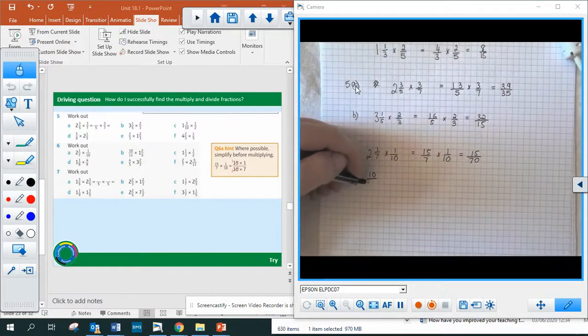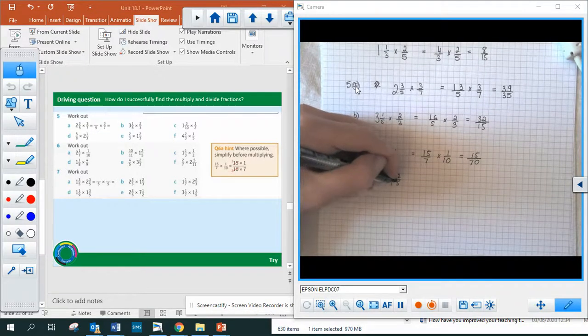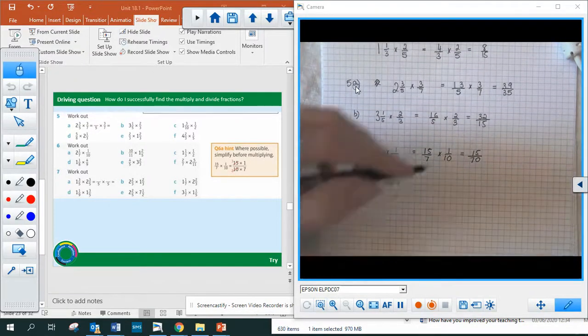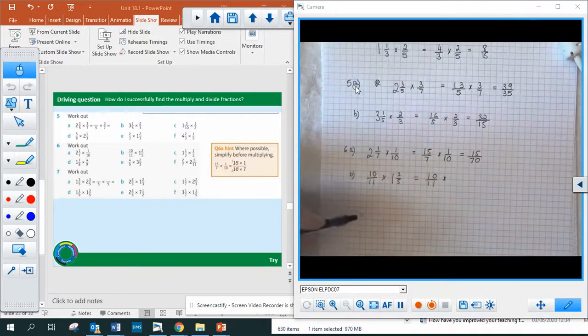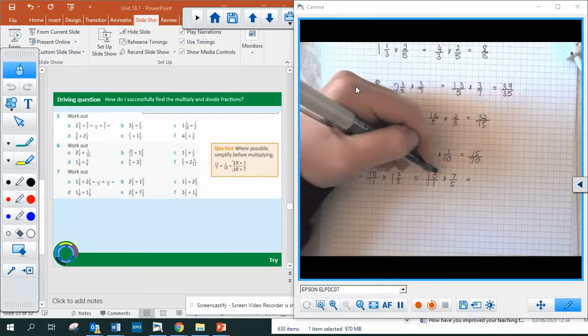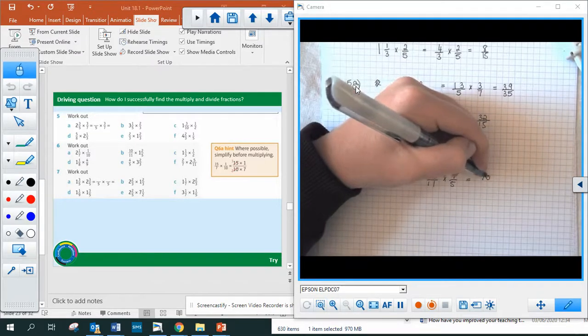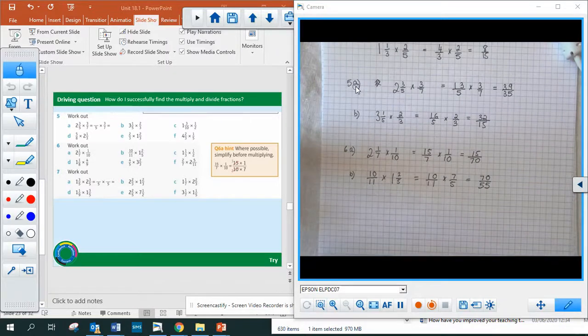10 11ths multiplied by 1 2/5. 10 11ths can stay the same, but 1 2/5 needs to be converted. So 1 times 5 is 5, plus 2 is 7, so it's the same as 7/5. 10 times 7 is 70. 11 times 5 is 55. Again, you can simplify it, but I'm not going to do that now.